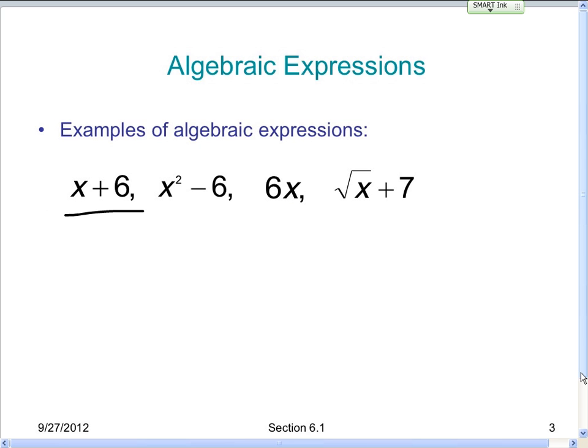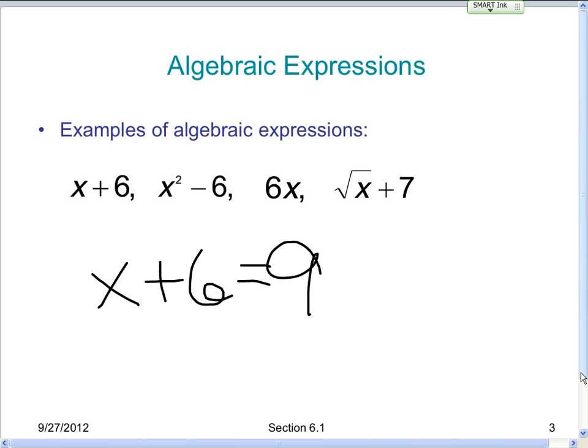Examples: x plus 6, x squared minus 6, 6x, square root of x plus 7. These are all algebraic expressions. Now if I said x plus 6 equals 9, that would then become an equation.